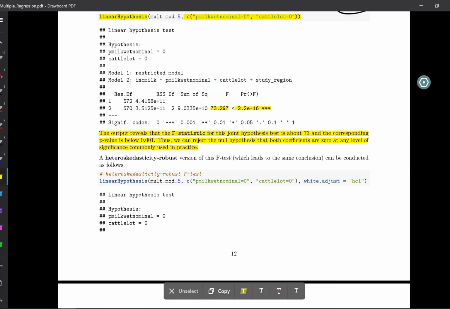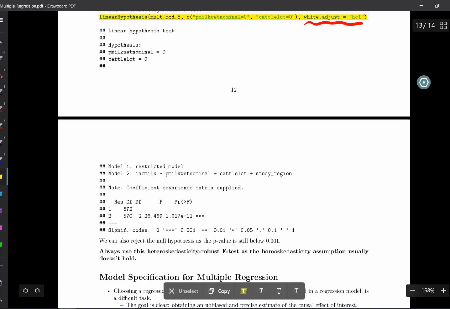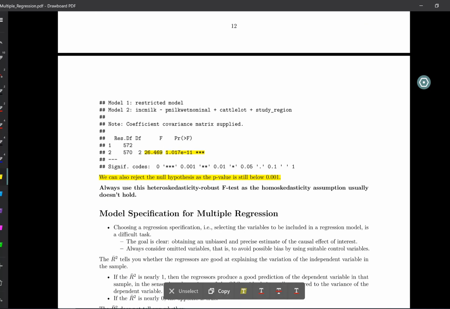Thus, we can reject the null hypothesis that both coefficients are zero at any level of significance commonly used in practice. We should always use a heteroscedasticity robust version of this F test, which is going to lead to the same conclusion, but the way to do it is we simply add this last part. We add that white.adjust must be equal to HC1. The result, we see a change in F, but the p-value is still below 0.01. So we can also reject the null hypothesis and say that our model should include both of those x's. Always use this heteroscedasticity robust F test as the homoscedasticity assumption doesn't hold usually.